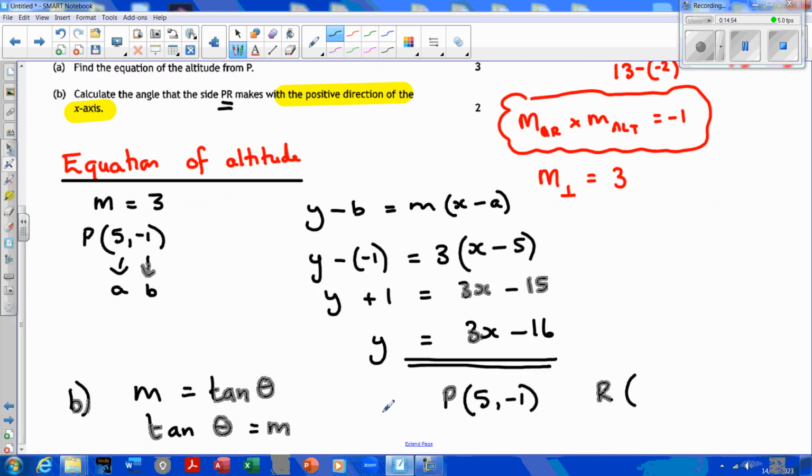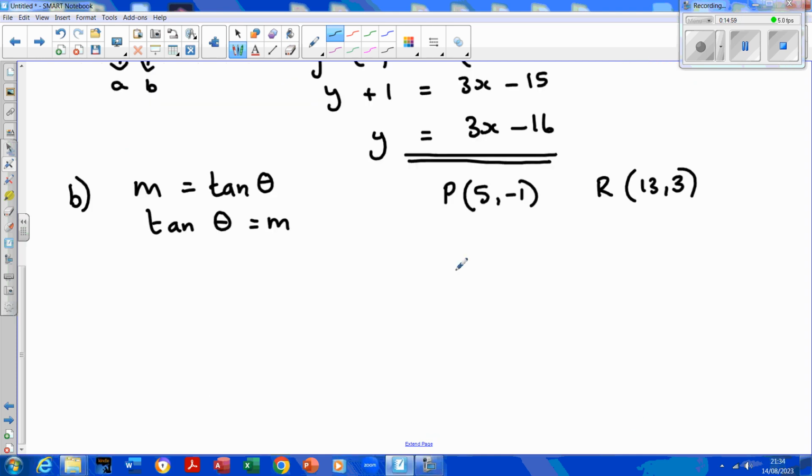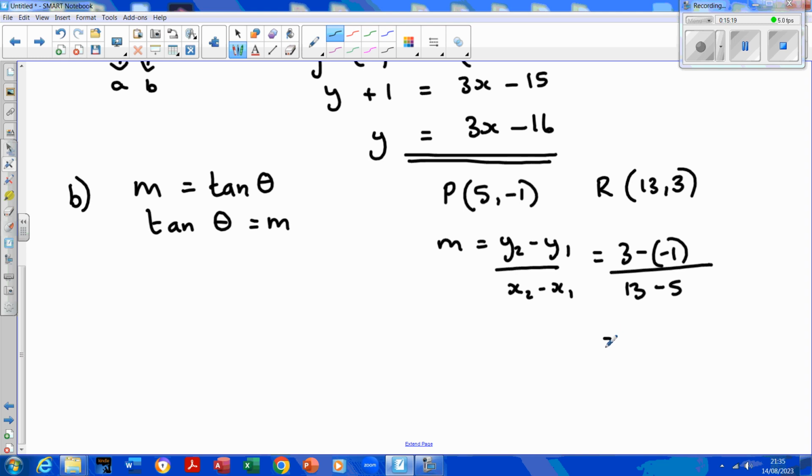Okay, so 13.3. Right, so we're going to do the gradient formula, which you will do loads of times. So gradient is y2 minus y1 divided by x2 minus x1. Label your points and then fill them in. So y2 is 3 minus 1 divided by 13 minus 5. So 3 minus 1 is 4 divided by 13 take away 5, and 13 take away 5 is 8. Break it down. So 4 into 4 goes once, 4 into 8 goes twice. So the gradient is a half.